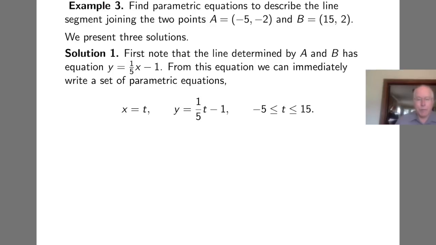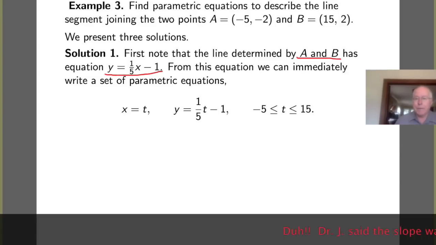Here are several solutions. First, to illustrate that once you have a Cartesian equation, you can write a parametric equation very easily, we can see the following. It's very easy to check, and we'll leave that to the listener, that the line determined by these two points a and b has Cartesian equation y equals 1/5 x minus 1. The slope of that segment is 1/5, and when it hits the y-axis, that occurs at the point y equals minus 1 for the y-intercept.